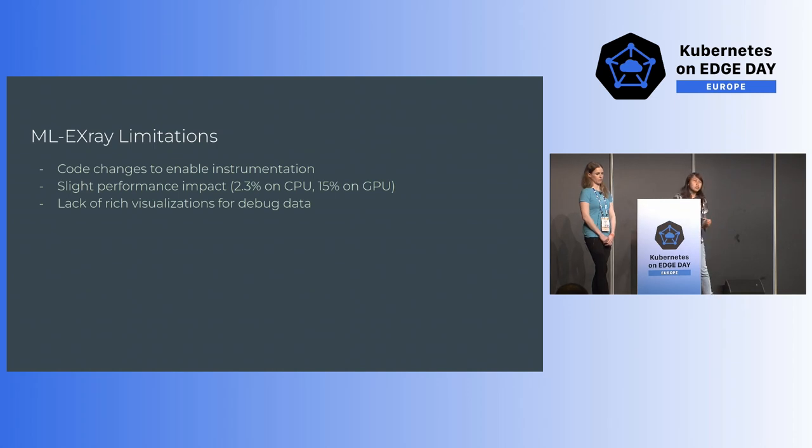And the third thing, which I didn't show as much, is that there are just not a lot of ways to visualize this data. MLExray gives you an API for collecting the data and parsing it, and it gives you some simple operations, so I can plot two different layer accuracies against each other, but there's no way to actually play around with this data and try exploring different correlations.